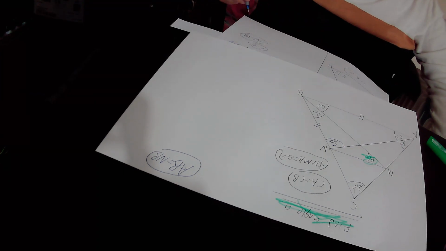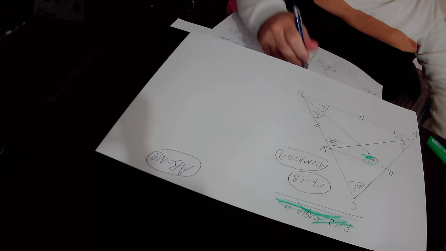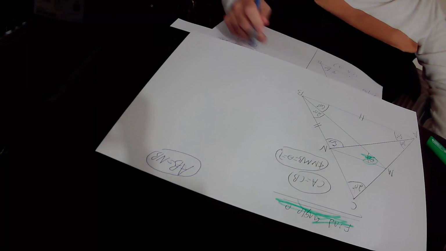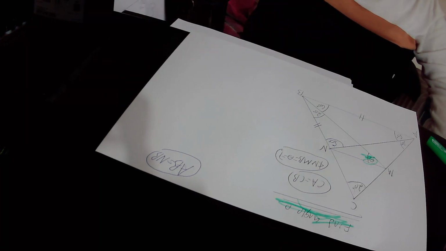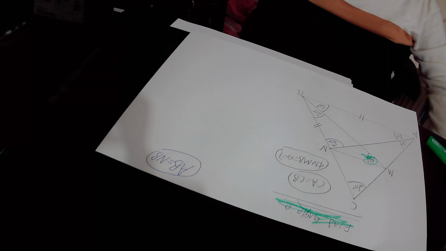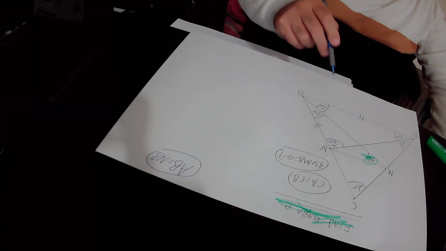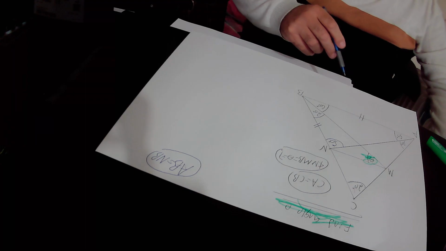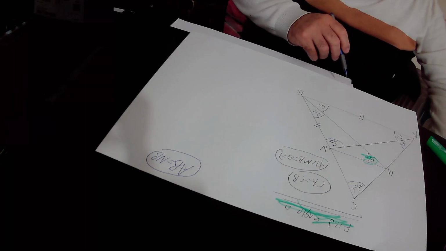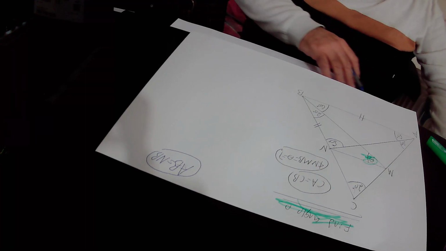Okay, so in the next step, we will focus on triangle MAB. This triangle MAB. So I copy this triangle in a new page and we will analyze it.